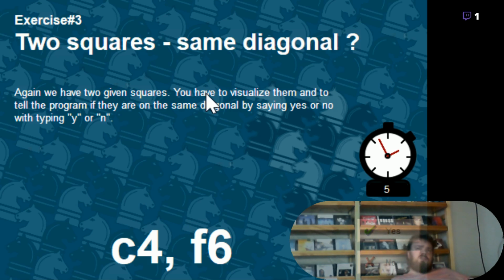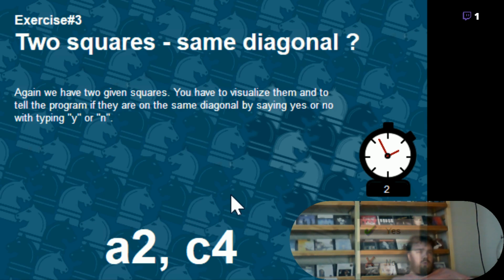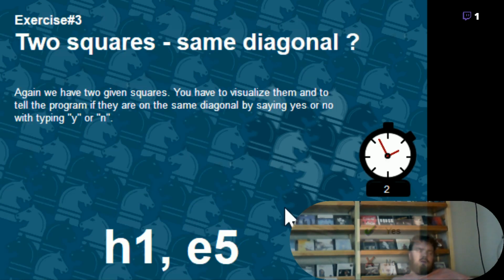C4 is a light square and F6 is a dark square, so no. A4 is a light square and D5 is also, but they are only one row apart from each other, so they cannot be in diagonal. E4 does lead to H7. Yeah. A2 leads to C4, yes. H1 leads to E4, not E5.